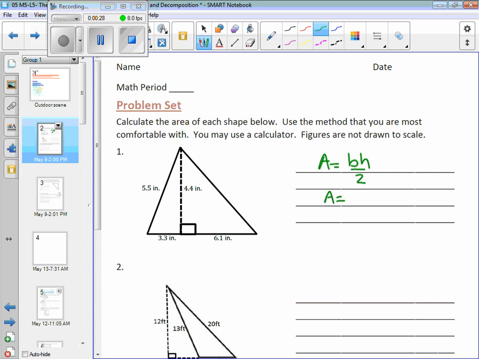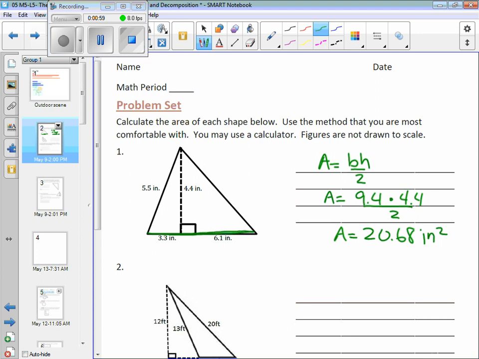Why 9.4? Because I added 3.3 inches and 6.1 inches. Did you guys remember to add those two pieces? Okay, that's your entire base. It's 9.4. Times Karen, what's the height? 1.4. Divided by 2. Punch it into your calculator and you should get 20.68 square inches.